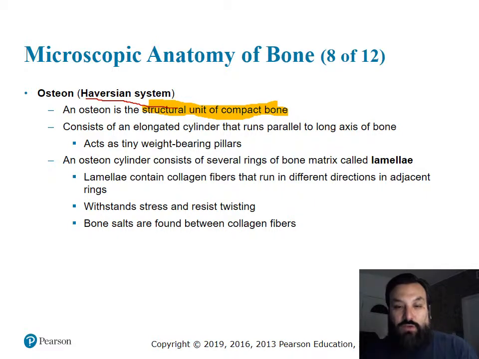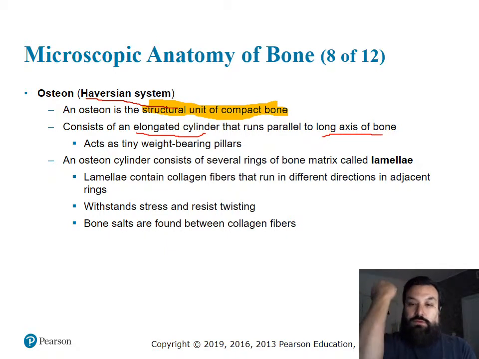One osteon is considered as consisting of one elongated cylinder, one long cylinder, that runs parallel to the long axis of the bone. So wherever you see a long axis, for example, I'm just taking my forearm here. If I take this forearm and go all the way down, this would be the long axis. So these cylinders here would actually be running up and down through the long axis. So they're not running this way on the bone, they're actually running up and down. That's what you see there.